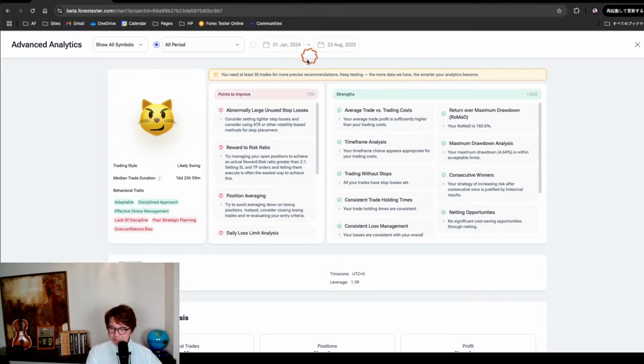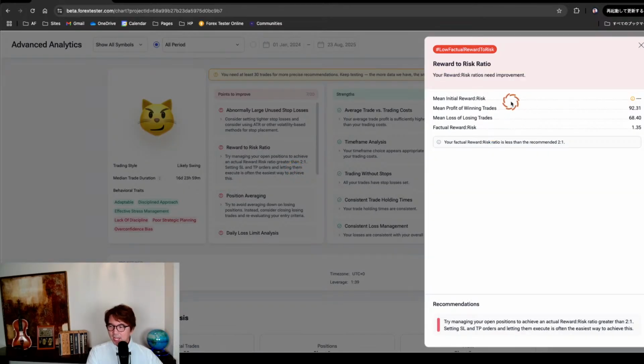And risk-reward ratio, try managing your open positions to achieve an actual reward-risk ratio greater than 2:1. Setting stop loss and TP orders and letting them execute is often the easiest way to achieve this. Oh yeah, so I haven't used the TP, take profit, so far, but in today's demonstration, let me try.